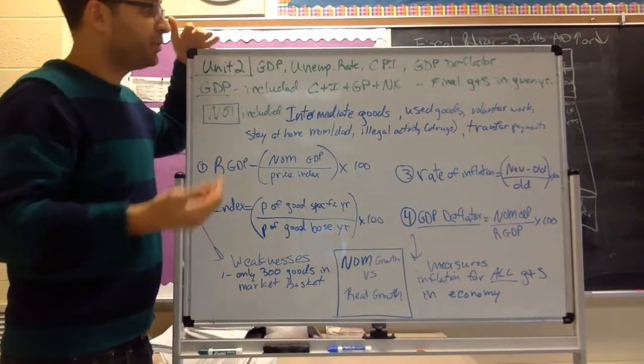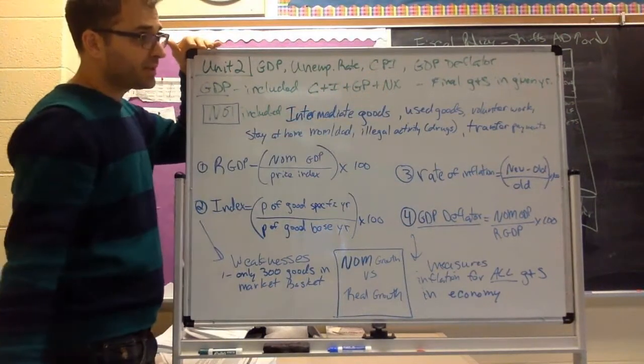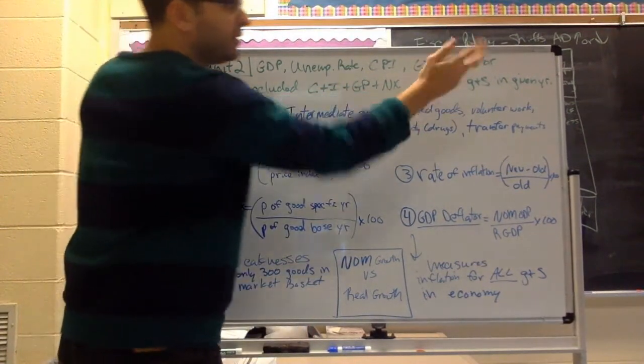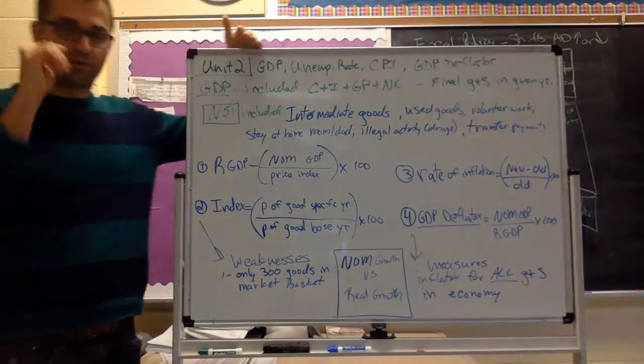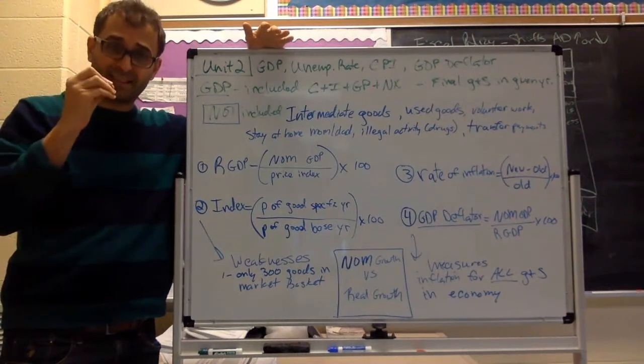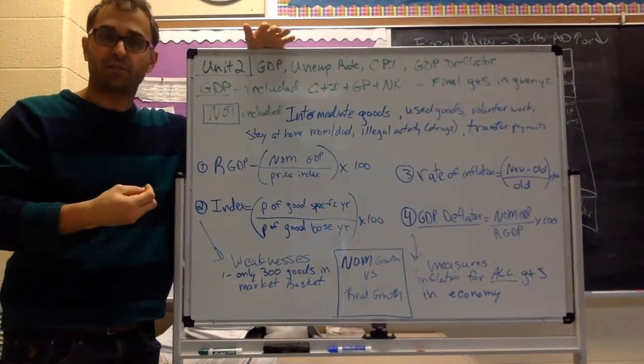Okay, so what do you do when you add that up? You add up consumption, investment, government purchases, and net exports. That is your output approach of final goods and services within a given year. It's just as important to remember things that are not included in GDP as there are things that are included in GDP. So included is all final goods and services produced in a year.